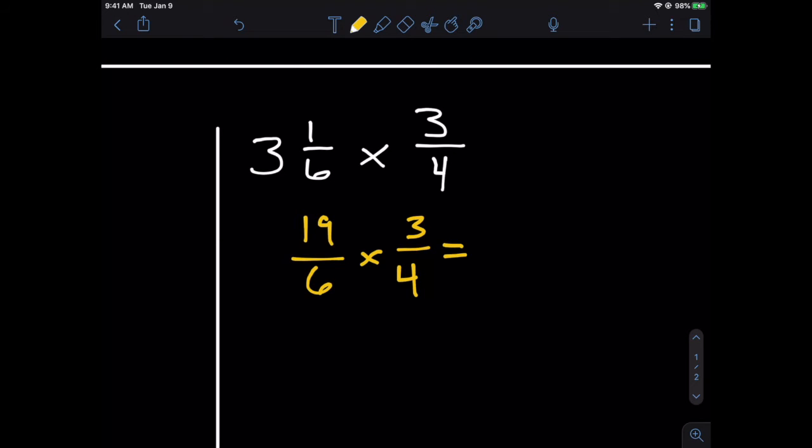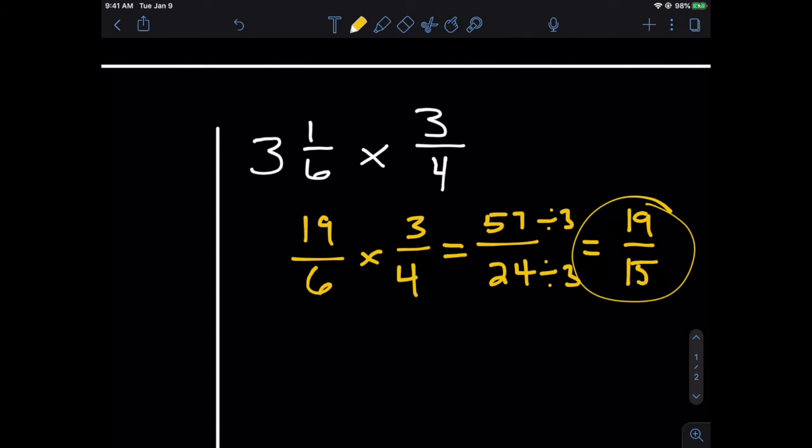From here, it's just a normal multiplication problem. 19 times 3 gives us 57. 6 times 4 gives us 24. Be on the lookout to see if you could simplify. 57 and 24 can both be divided by 3. So I'm going to simplify by dividing both of these things by 3. This gives me an updated answer of 19 over, oops, that's supposed to be an 8, folks. Sound the alarms, we got ourselves a typo. It's supposed to be 19/8.